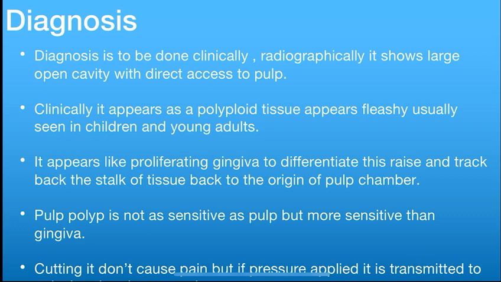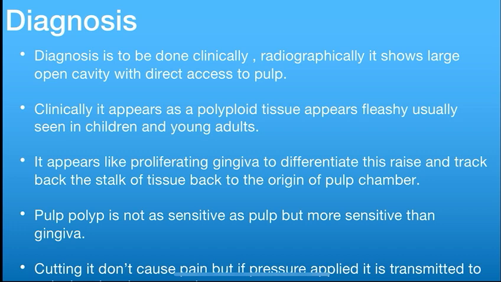The major problem with the diagnosis is that you will have confusion differentiating between gingival proliferation and a pulp polyp. To come to a conclusion whether this is a gingival overgrowth or pulp polyp, we have to raise and trace back the stalk of the tissue to the origin. If it originates from the pulp chamber, then it is a pulp polyp, and if it originates from the gingiva, then it is a gingival overgrowth.